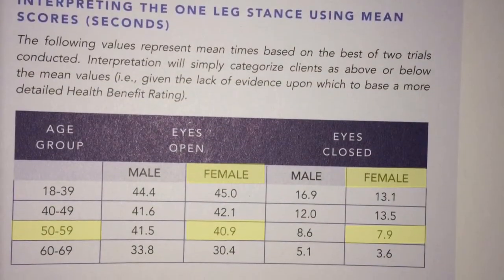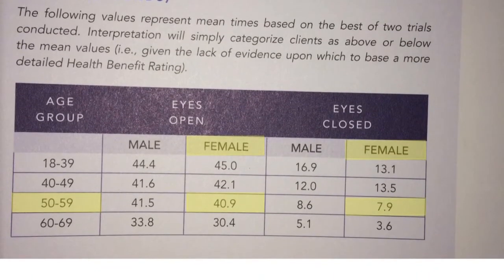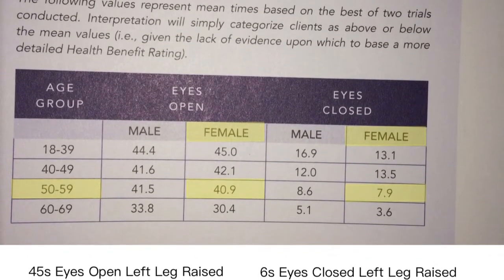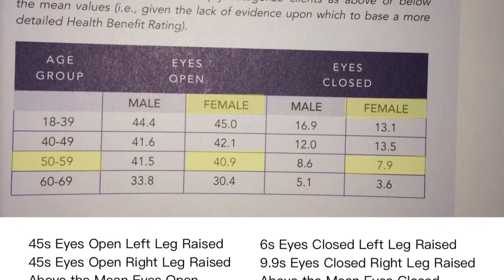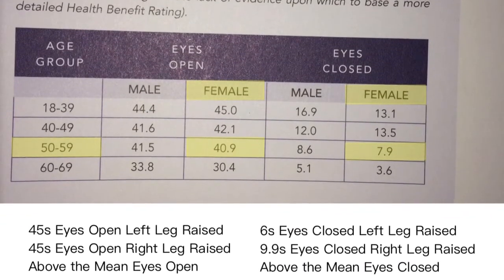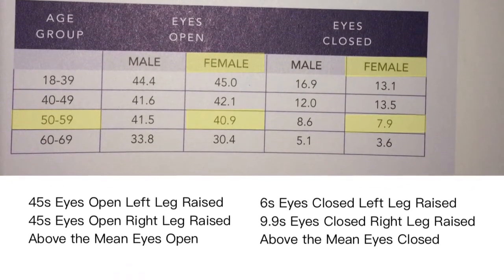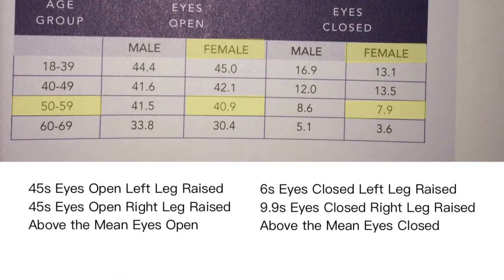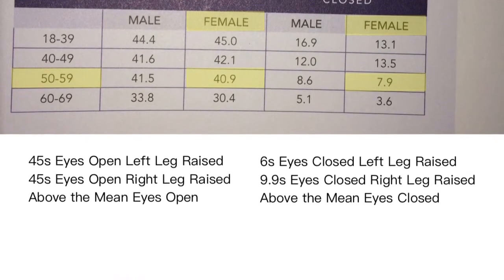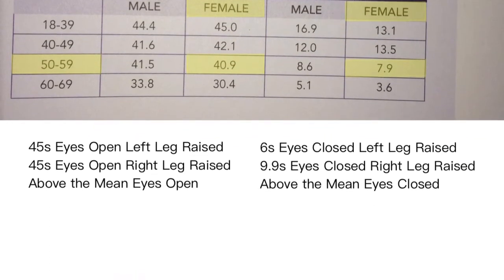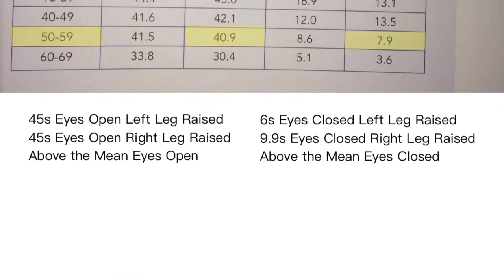The last assessment that we performed is a one-legged stance test. With the eyes open in both left and right legs, Mom time capped out at 45 seconds. With the eyes closed, she got 6 seconds with the left leg raised and 9.86 seconds with the right leg raised. This means that her highest total for eyes open was 45 and for eyes closed was 9.86. We can see that she is above the mean in her age group for both eyes closed and eyes open.